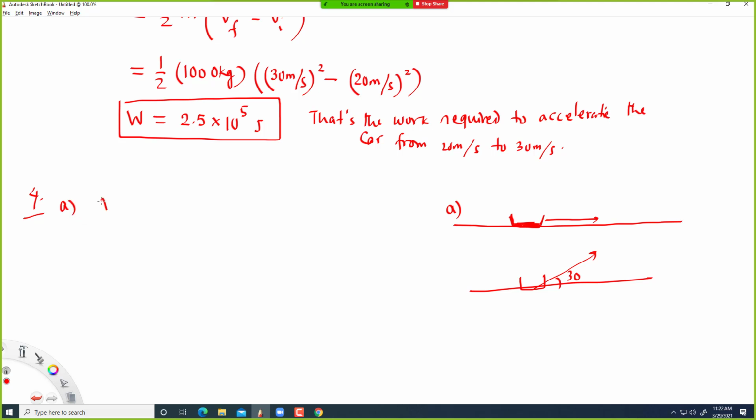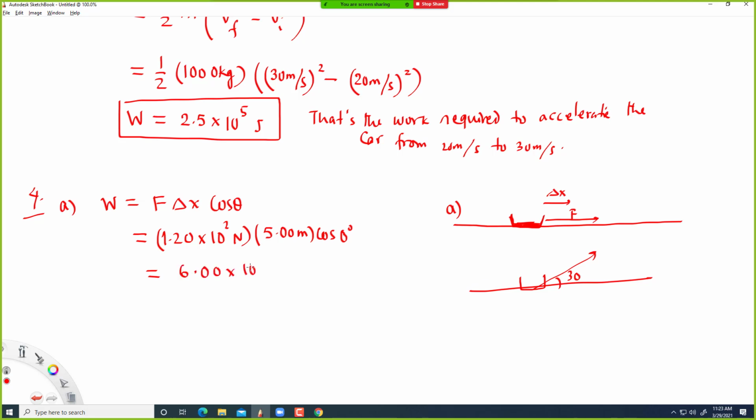So for A, what's the work? If you pull it horizontally, it's pretty straightforward. So just use F delta x cosine theta. That's the formula for work. Force is 1.20 times 10 to 2 Newton. Displacement is 5 meters. And angle between delta x and F is 0 degrees. They are parallel. So do the calculation. That gives you 600 joules. Okay, 600 joules.